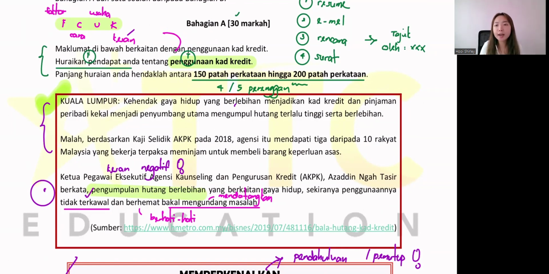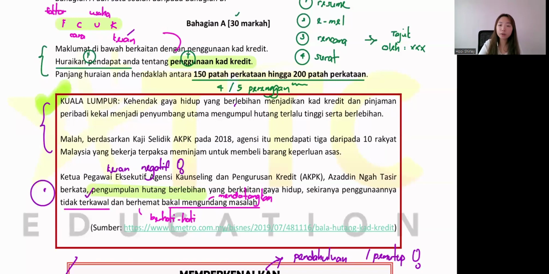Then teacher, can I write both kesan negative? Can also, because they never mentioned, so you can write one good, one bad. You can also write 2 bad, but you cannot write 2 goods. Reason, there is a kesan negative given.